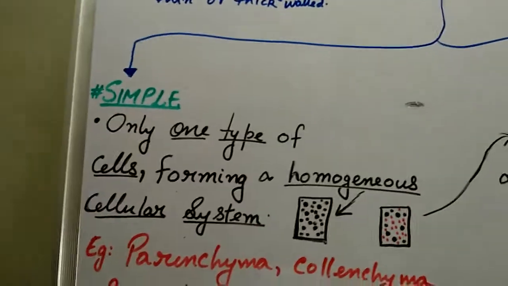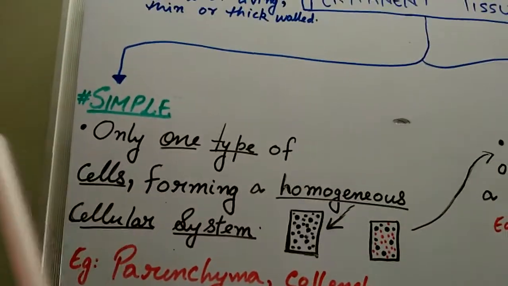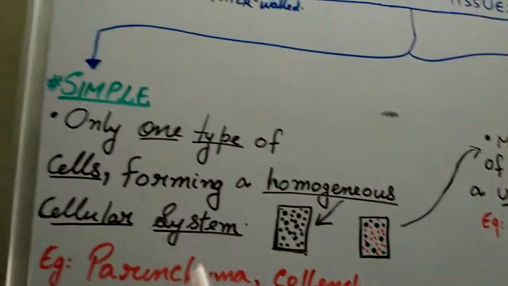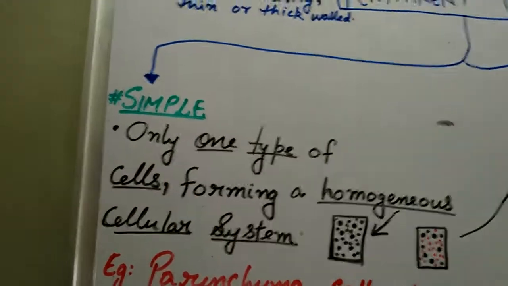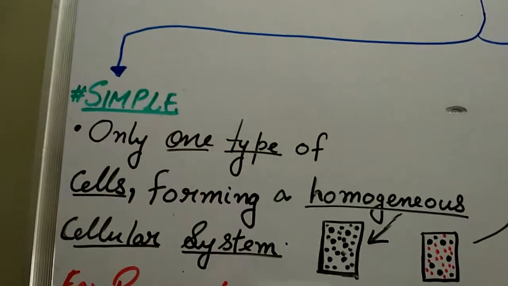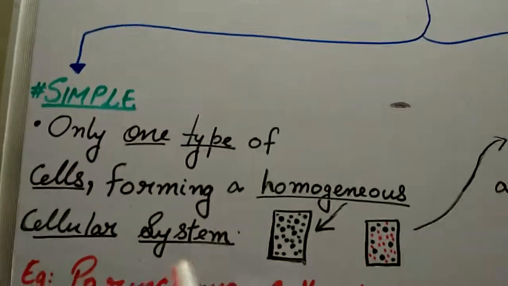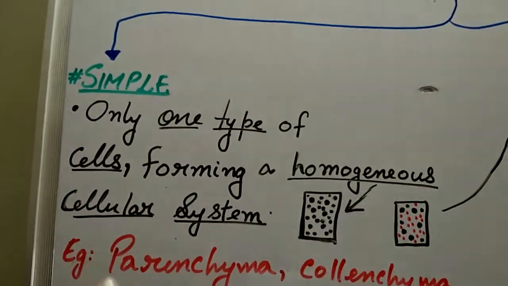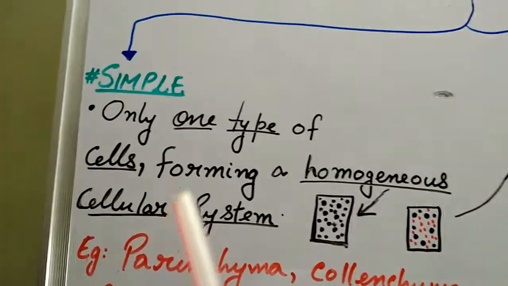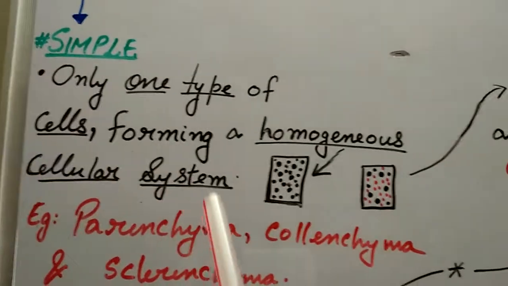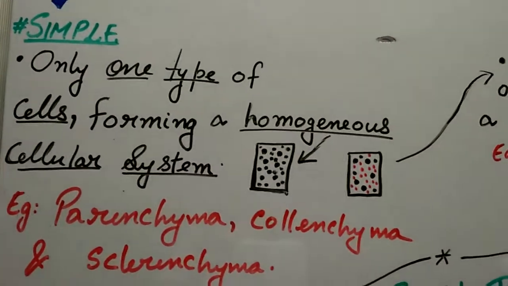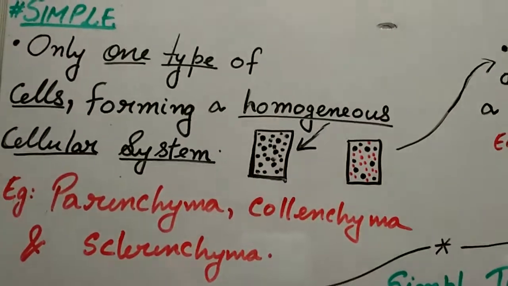What are simple permanent tissues? Simple permanent tissue is composed of only one type of cells. The cells forming this type of tissue are similar, forming a homogeneous cellular system. Homogeneous means same consistency, same amount, same number, same structure, everything is same.